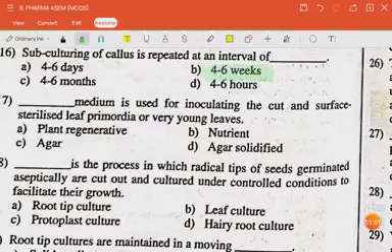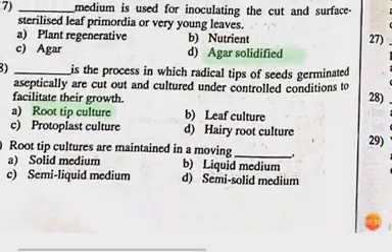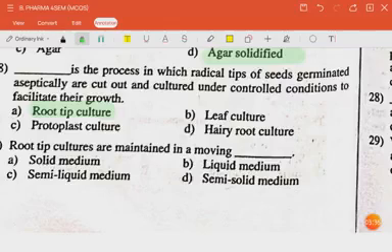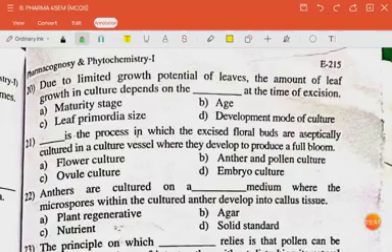The next question is, Dash medium is used for inoculating the cut and surface sterilized leaf, primordia or very young leaves. Agar solidified. The next question is, Dash is the process in which radical tips of seeds germinated aseptically are cut out and cultured under controlled conditions to facilitate their growth. Root tip culture. The next question is, root tip culture are maintained in a moving liquid medium.